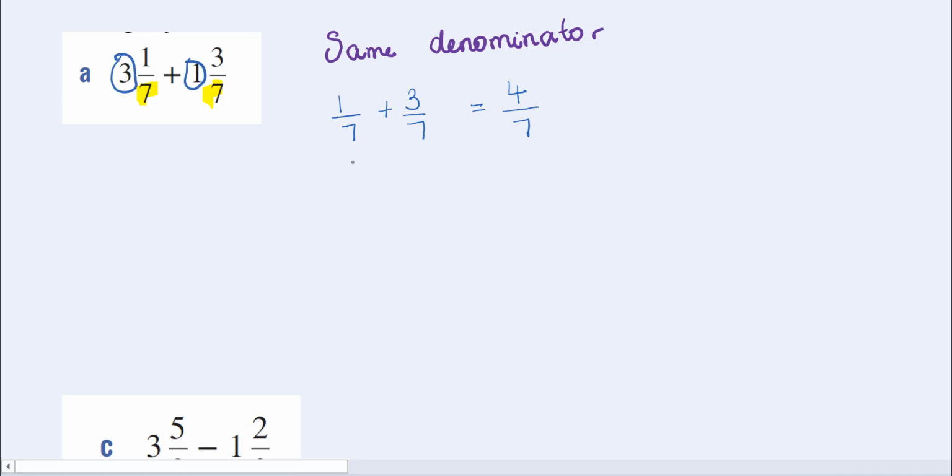Now you've got two numbers next to them because this is a mixed numeral fraction. So I'm going to add those two big numbers as well. 3 plus 1, which gives me 4. So at the end, you get 4 over 7.